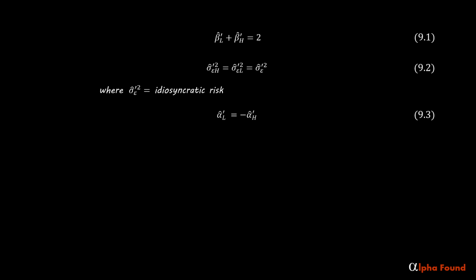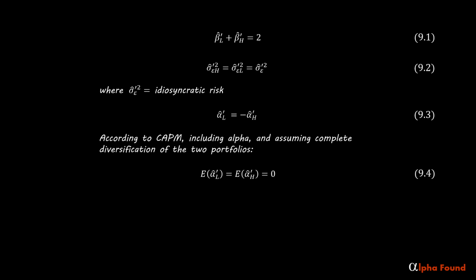Under this construction, in the standard CAPM framework, including alpha, the expected alpha of the low CAPM beta portfolio is the expected alpha of the high CAPM beta portfolio, each being 0. Also, assuming complete diversification or efficiency of the two portfolios, the expected Sharpe ratio of the low CAPM beta portfolio, the high CAPM beta portfolio, and the market portfolio is the same.